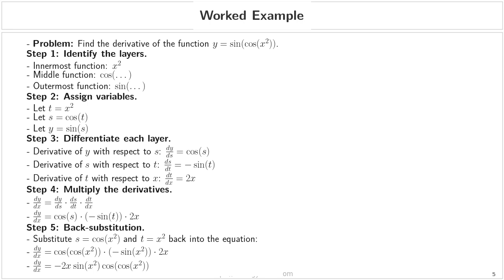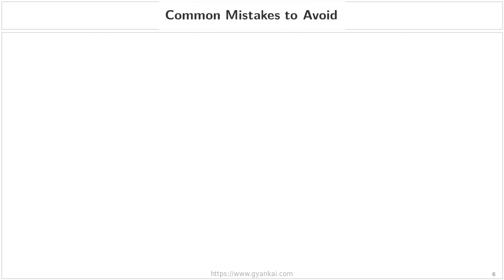To present this in a standard mathematical form, we rearrange the terms to get negative 2x, sine of x squared, cosine of x squared. Please take note of how we meticulously accounted for every single layer. As we will discuss in the next slide, forgetting to differentiate the innermost layer is one of the most common errors students make. Common mistakes to avoid.